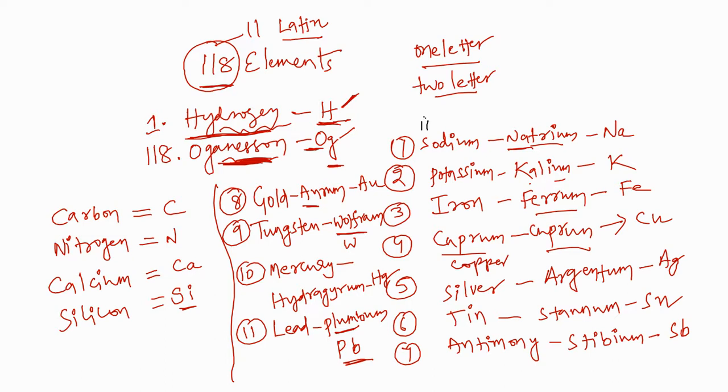Sodium atomic number 11, potassium atomic number 19, iron atomic number 26, copper atomic number 29, silver atomic number 47, tin atomic number 50, antimony atomic number 51, and as well as gold atomic number 79, tungsten atomic number 74, mercury atomic number 80, and lead atomic number 82.